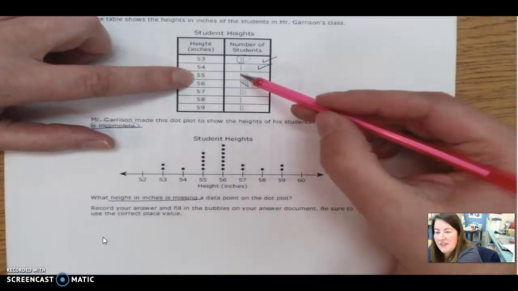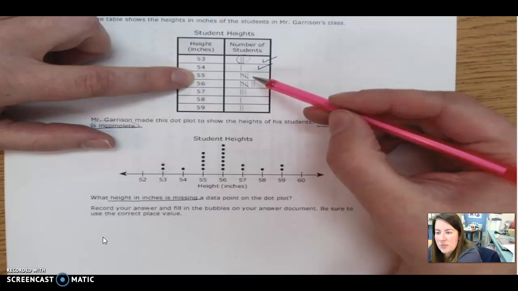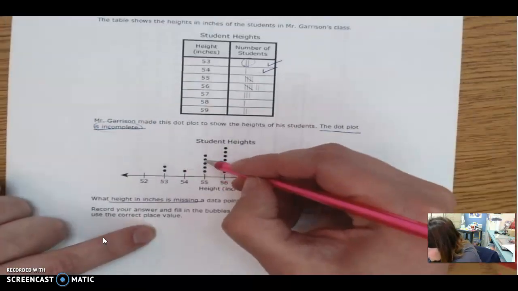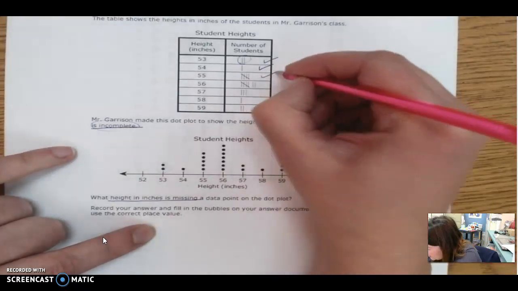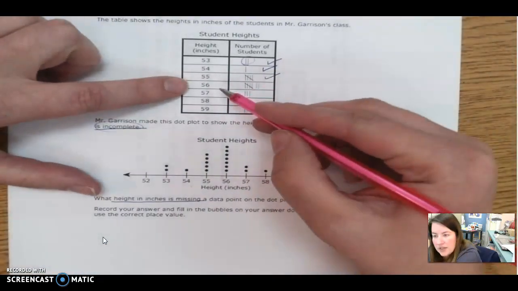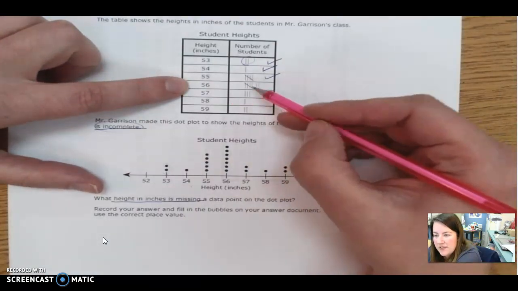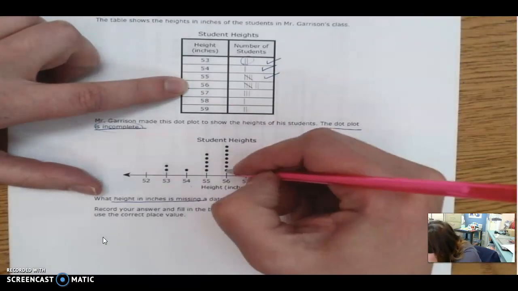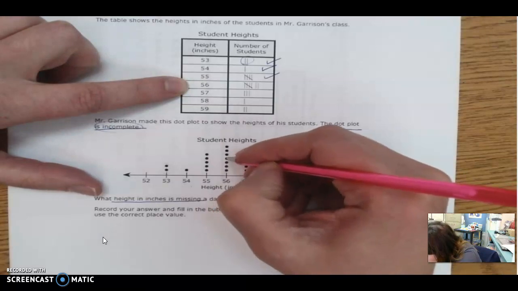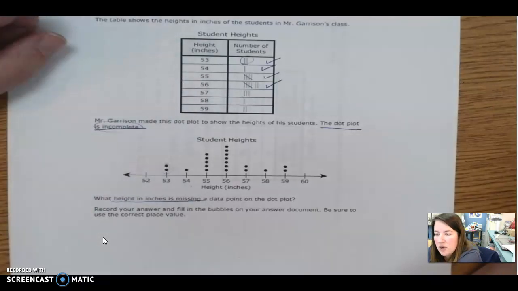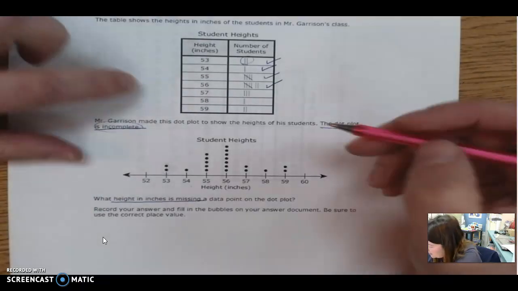All right, 55 inches, there should be 5 kids. So let's go count. 1, 2, 3, 4, 5. Okay, that one's good. All right, check the next one. 56 inches, there should be 7. That's 5, 6, 7. All right, let's come down and count. 1, 2, 3, 4, 5, 6, 7. Okay, that one's good. Haven't found it yet. We're looking for the one that doesn't match. Okay, let's go to the next one.